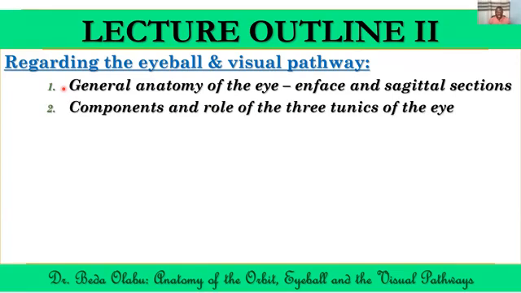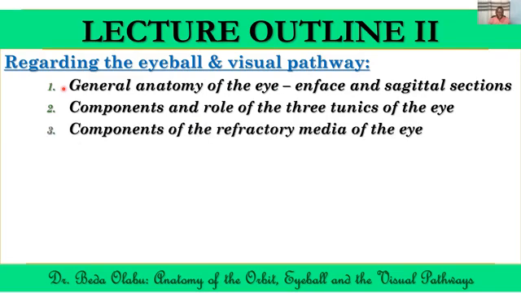There are three layers of the eyeball: the outer tunic, which you call the tunica fibrosa, the middle tunic, which you call the vascular layer, and the inner tunic, which you call the retinal layer. So it will focus on those ones. It will also focus on the structures that bend light as light passes through the eye. We call that the refractive media of the eye.